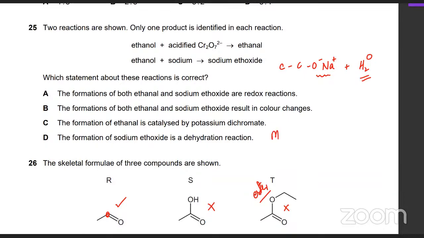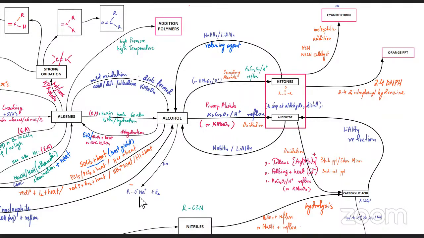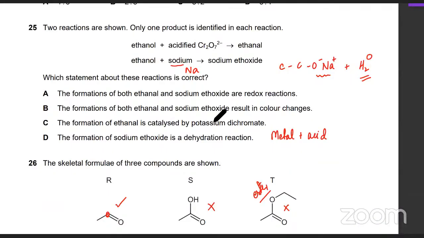Remember, whenever you have a metal plus acid reaction, it is a redox reaction because the sodium over here has also turned into Na+. So this reaction over here is a redox reaction. Sodium has turned into sodium +1, so that is a redox reaction. You clear?